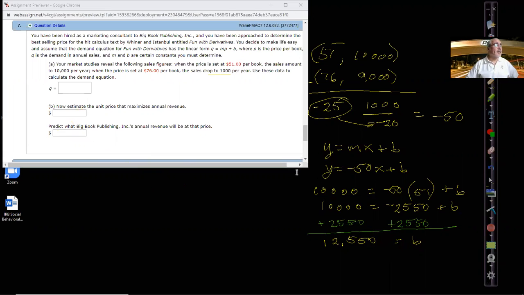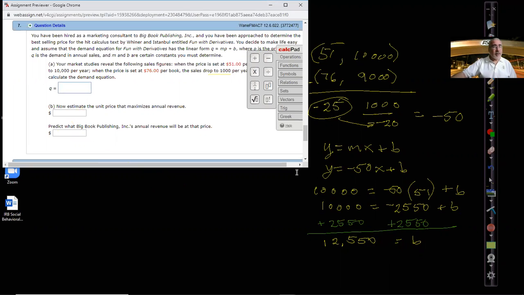Type that in. The equation will be, instead of y, we're going to use q. And what did we come up with? Our slope was minus 50 P plus 12,550. Okay. And then again, P is the cost of the book. So as the cost goes up, the demand goes down.